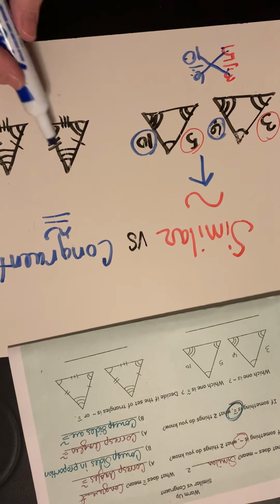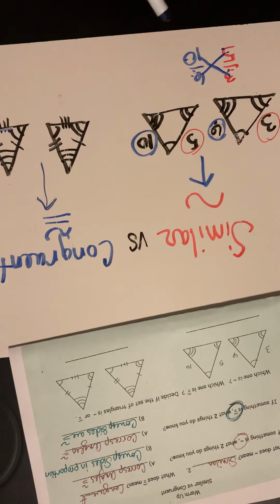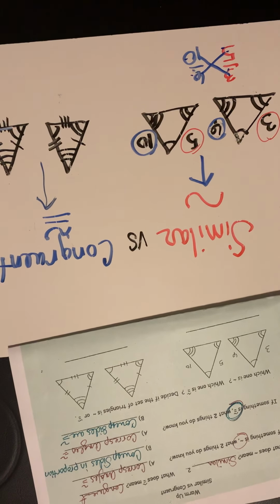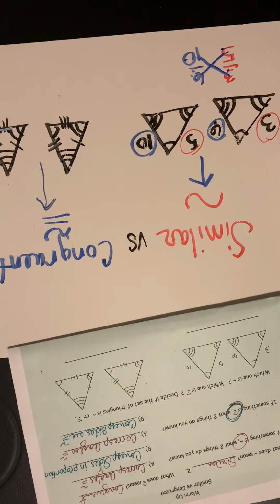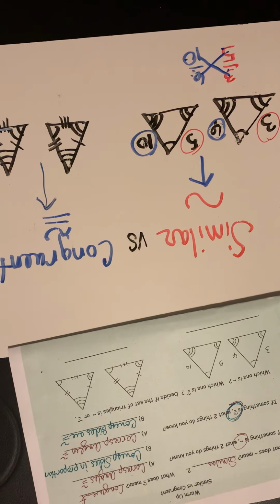Now let's look over here. All my angles are equal, and all my sides are equal. They satisfy the congruent triangles. So do you think the similar... Decide if the set of triangles is similar or congruent. We already did that. All right, never mind.